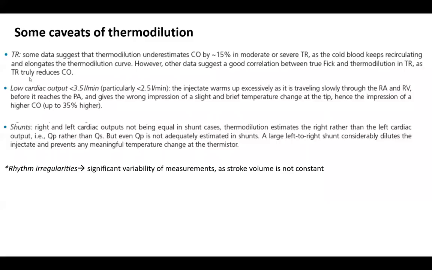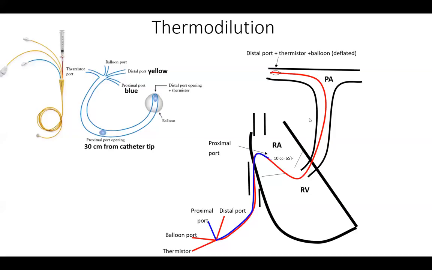Now, this is a big one, shunts. That's a huge one, and I think that's the biggest caveat. This is a case where thermodilution is absolutely useless, if you have a significant shunt, and with significant O2 step up. We'll go over shunt in the future, but why does shunt affect that? Here's the thing, if you have a shunt, let's say a big left to right shunt, that left to right shunt will massively dilute whatever you're injecting, okay?